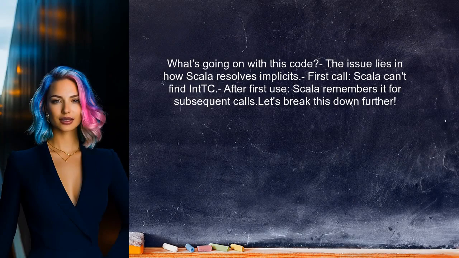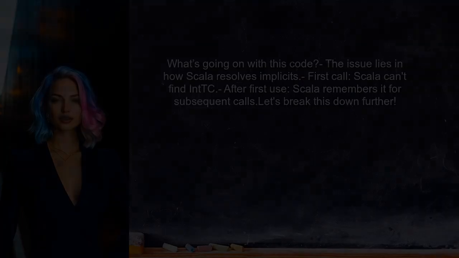So, what's going on with this code? The issue lies in how Scala resolves implicits. When you first call printWithTC without an explicit parameter, Scala can't find intTC. But after it's been used once, Scala remembers it for subsequent calls. Let's break this down further.